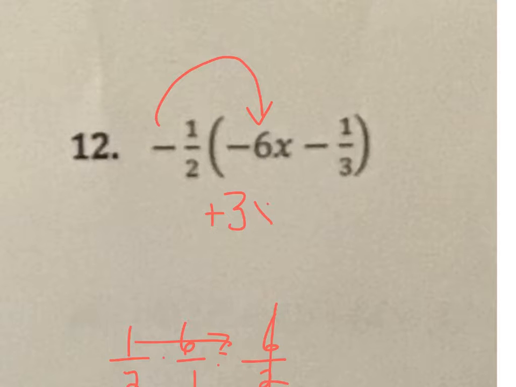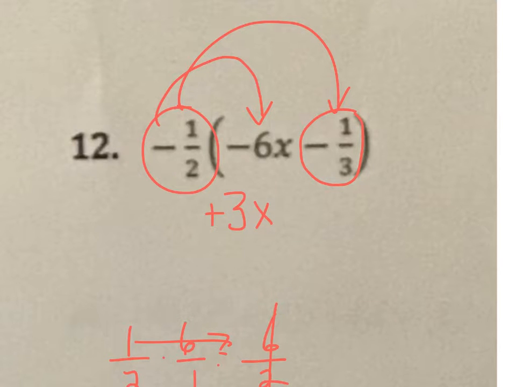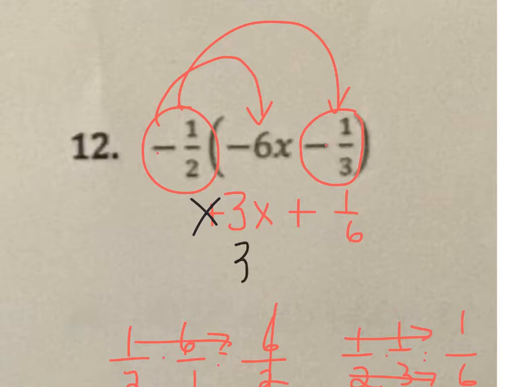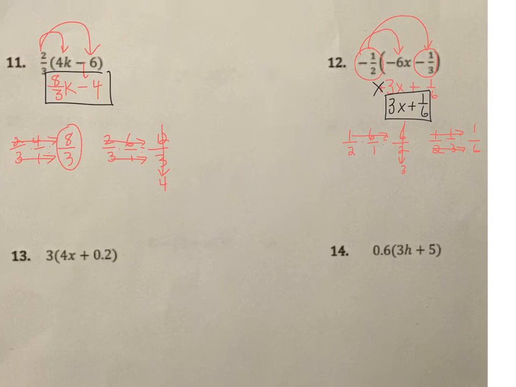Okay, so let's put the x there. Negative 1/2 times, I'm going to call that a negative 1/3. A negative times a negative is going to be a positive. 1/2 times 1/3 is going to equal 1/6. So now when I go back and rewrite it, I don't have to put this sign here. So 3x plus 1/6. Final simplified answer.